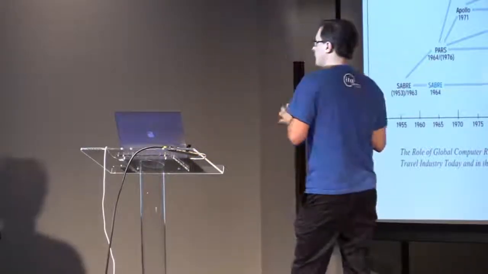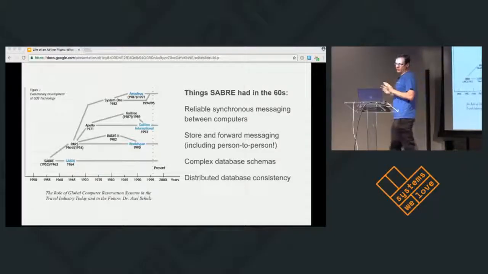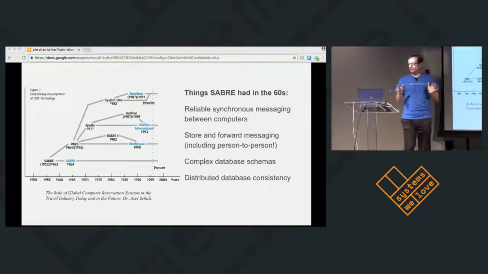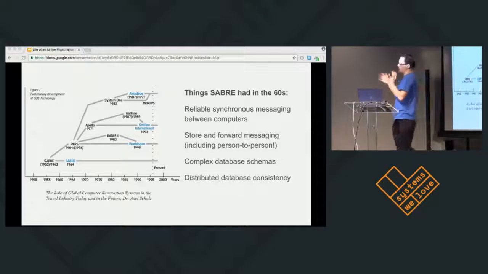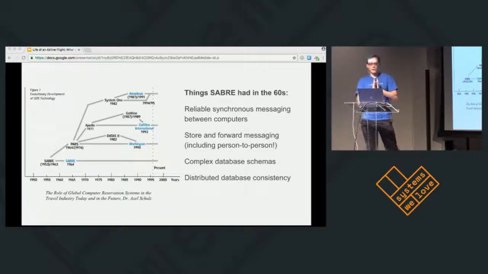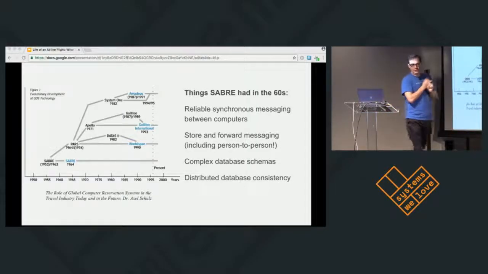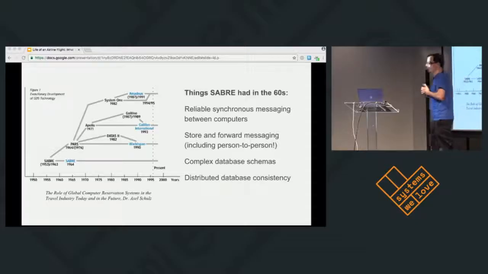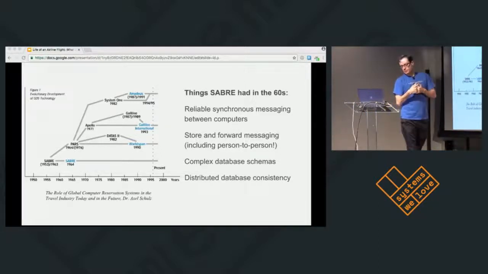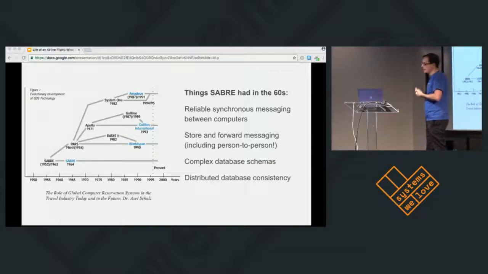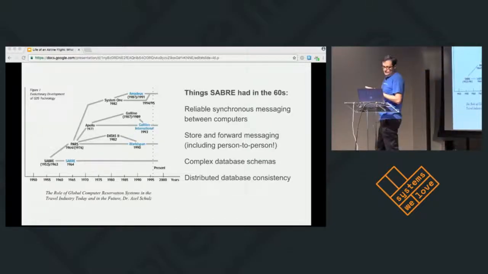And Sabre really had some truly amazing technologies for the time. And the time was the 1960s, right? It had distributed databases, where you had multiple computers that interacted. It had networking that was both synchronous and asynchronous, right? Store and forward, fire and forget. It had complicated database schemas, well before we had the idea of normal forms and things like that. Predictable and measurable performance of transactions. And this was all, like I said, the 1960s, really amazing.